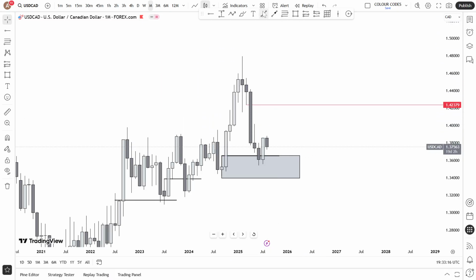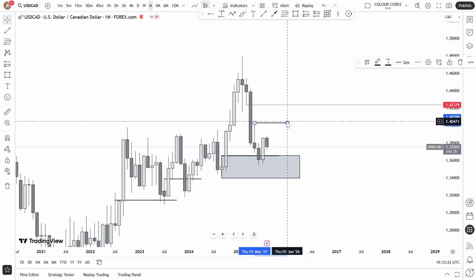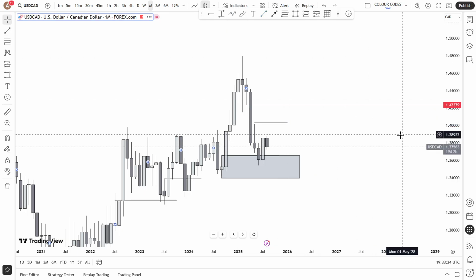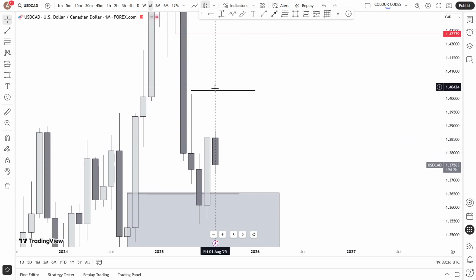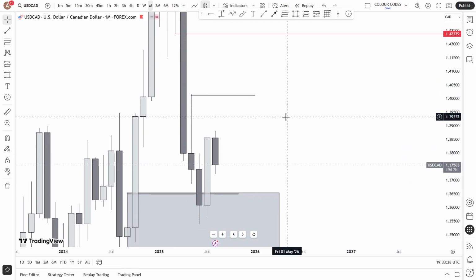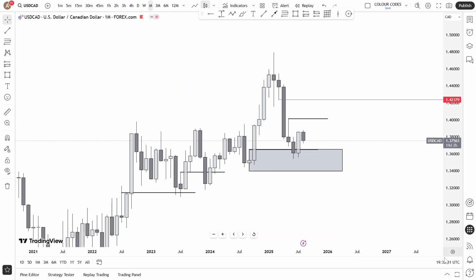What else can you see? We can see an old high from here, serving as liquidity. Let me zoom in for you to see very well. So there's an old high, which will serve as liquidity.